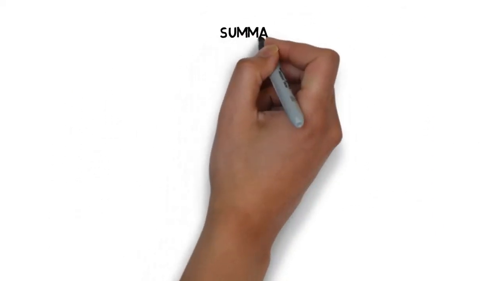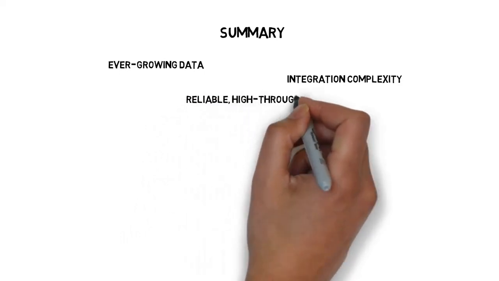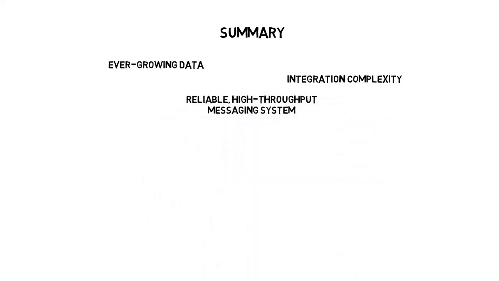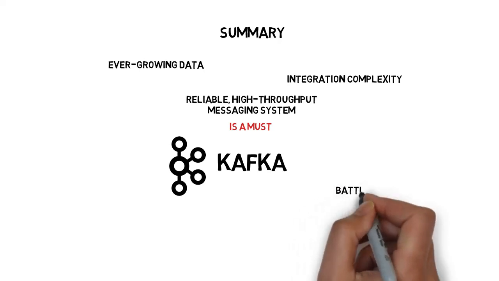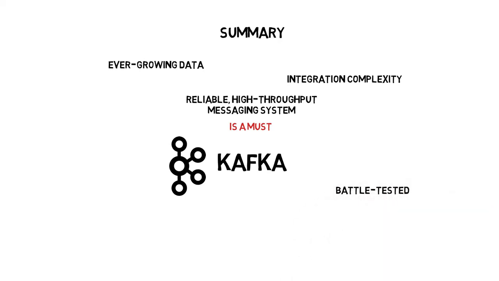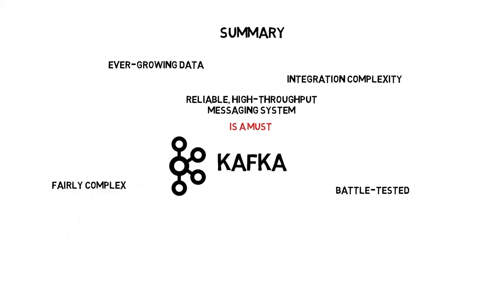In the era of ever-growing data and integration complexity, having a reliable and high-throughput messaging system that can be easily scaled is a must. Kafka seems to be one of the best available options that meet those criteria. It has been battle-tested for years by one of the biggest companies in the world. We have to remember that Kafka is a fairly complex messaging system, and there is a lot to learn to make full use of its potential without shooting ourselves in the foot.